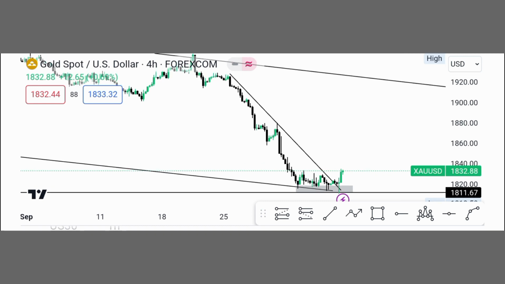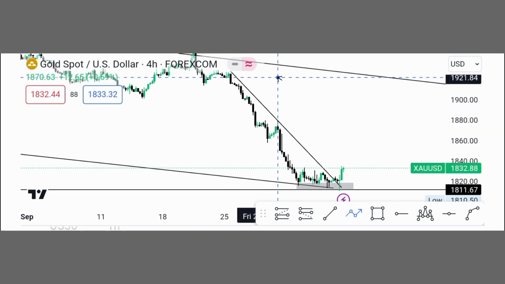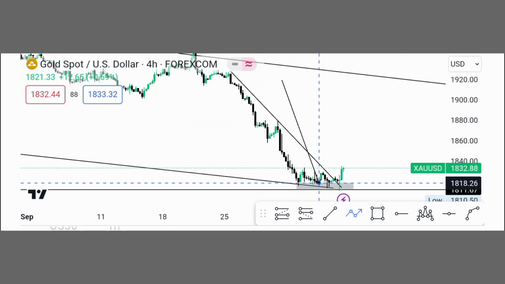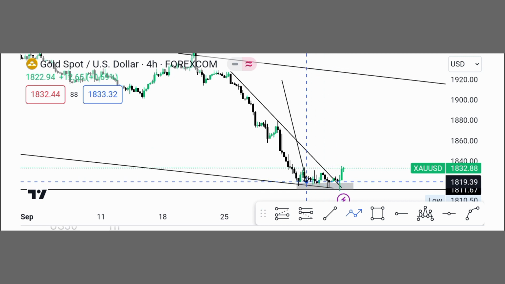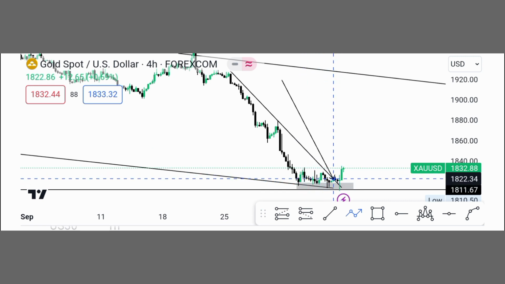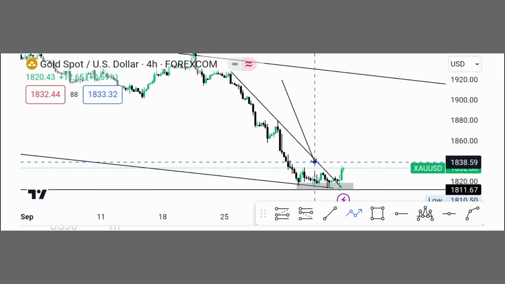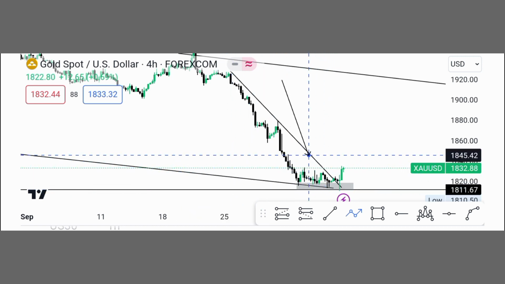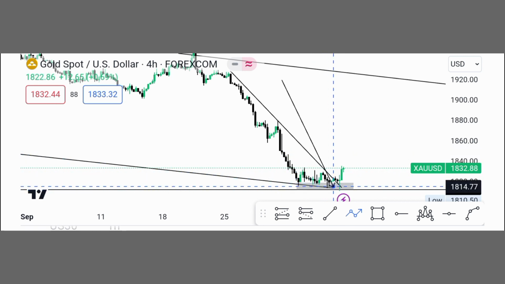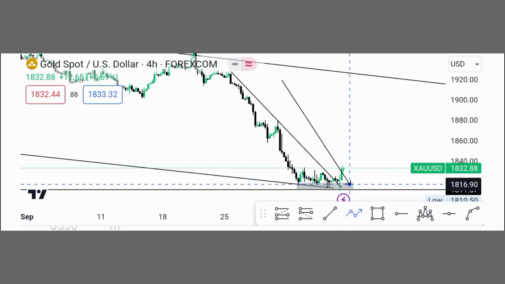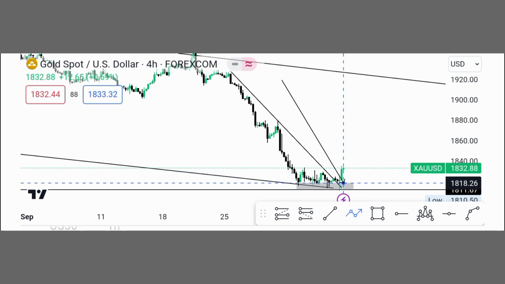Okay, so if you can look at it closely, guys, we had the first touch, second touch, then the market broke, retested our level right here, and also retested our structure or trend line here, and retested this trend line right here. So this is a triple confirmation, so this is a valid buy setup.